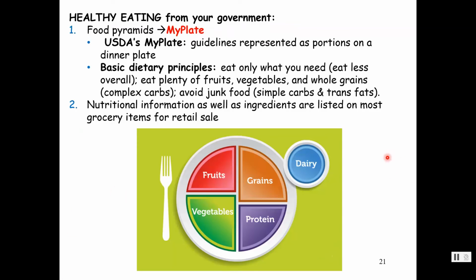Healthy eating from your government. When I was a kid, it was food pyramids, and now we have My Plate. This just gives guidelines for representative proportions on your dinner plate. And notice there's a whole bunch of vegetables and fruits and grains, and protein is very small. The basic dietary principle is eat only what you need, eat less overall, eat plenty of fruits, vegetables, whole grains. These are going to be complex carbs. We'll define it when we come back in the next lecture. And not simple carbs, and no trans fats, so basically avoiding junk food.